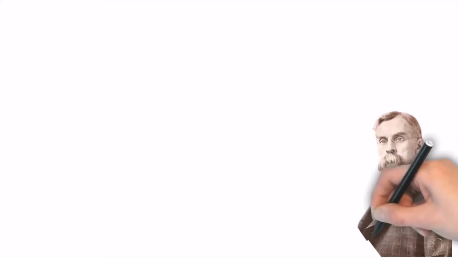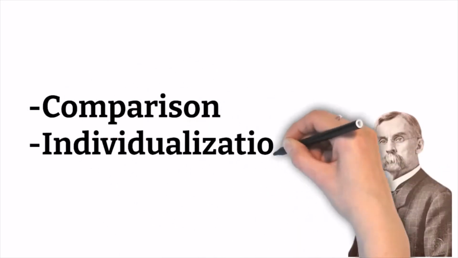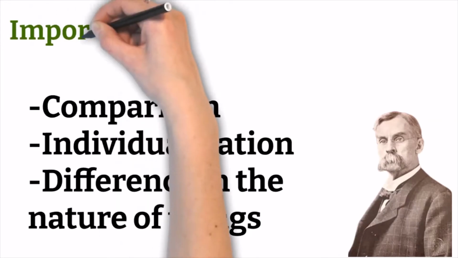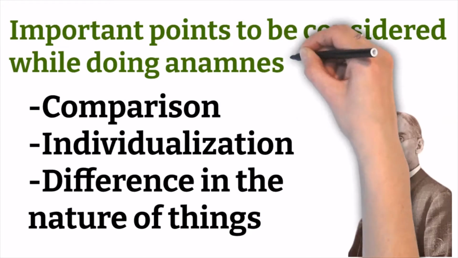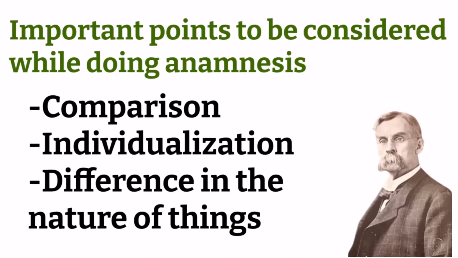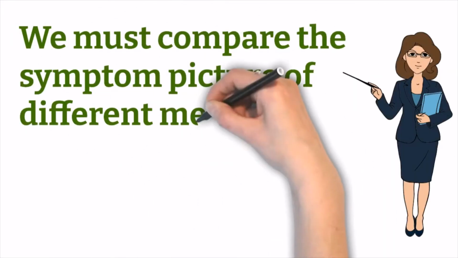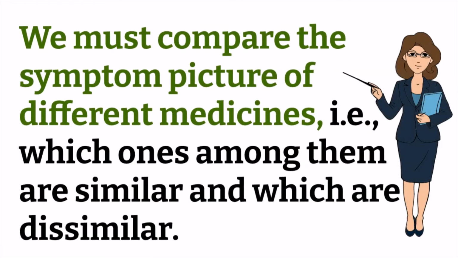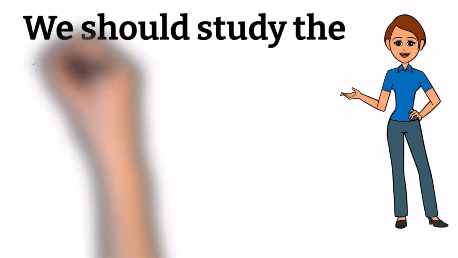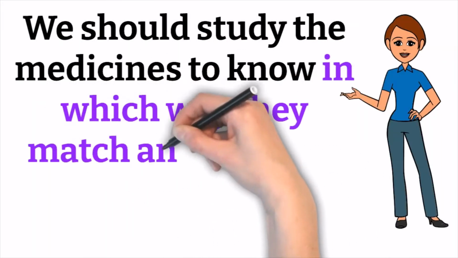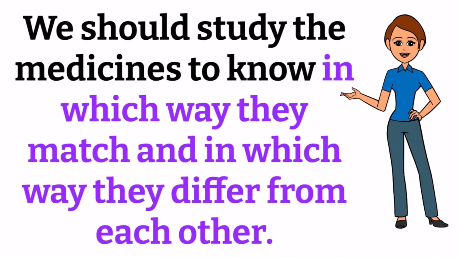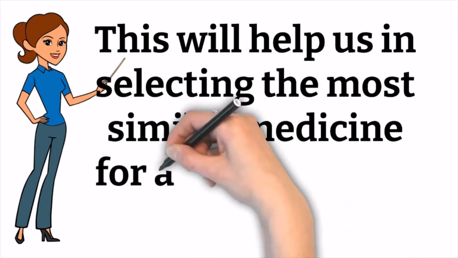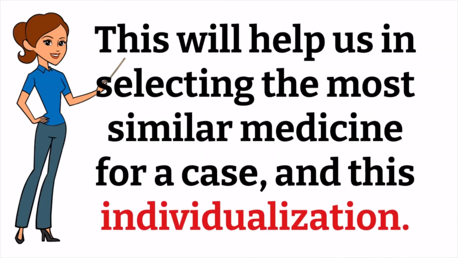So according to Dr. Kent, comparison, individualization and the difference in the nature of things that are most similar are the important points to be considered while doing anamnesis. We must compare the symptom picture of different medicines, that is, which ones among them are similar and which are dissimilar. In other words, we should study the medicines to know in which way they match and in which way they differ from each other. This will help us in selecting the most similar medicine for a case, and this is individualization.